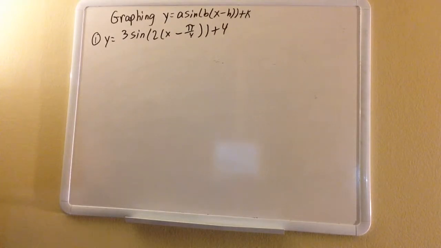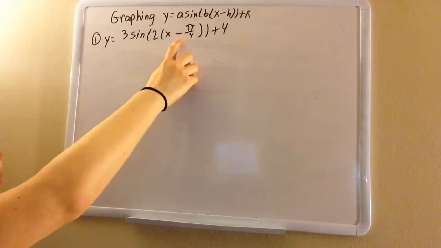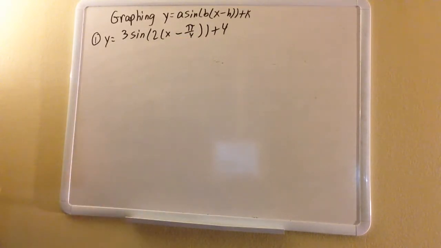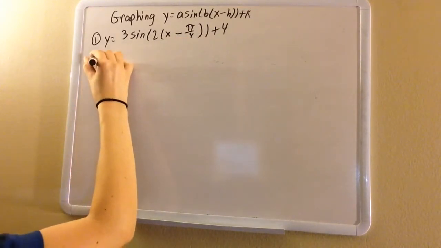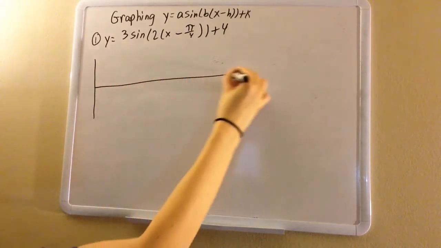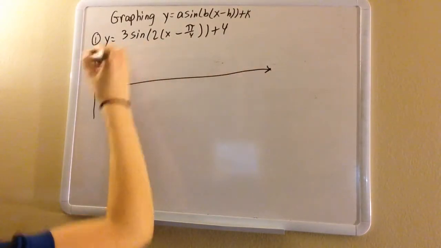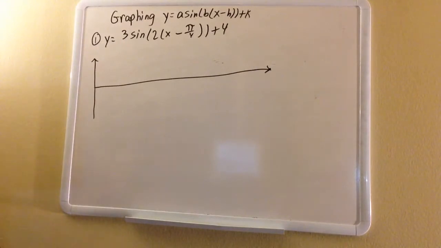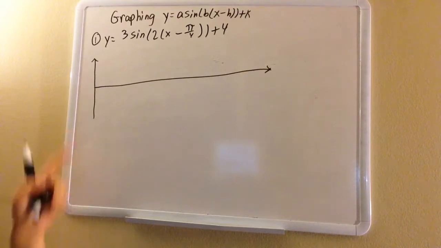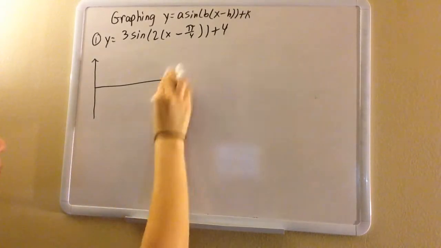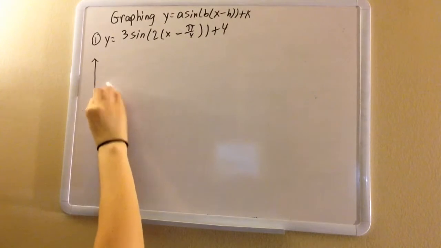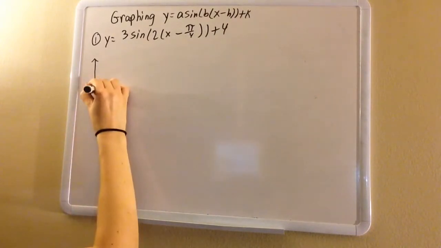Now I also want to think about, do I need a left side to my graph? And I can see right here that I don't need a left side, because this is minus, so it's going to move to the right. So I'm just going to graph it like this. And again, this is kind of a bad start, because I didn't leave myself enough room to go up.